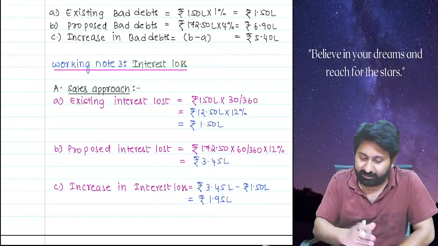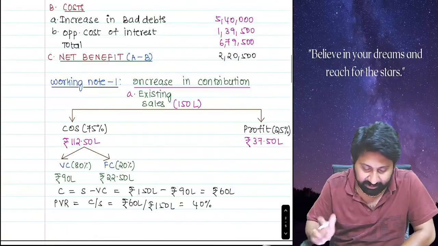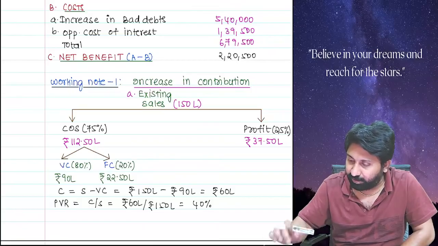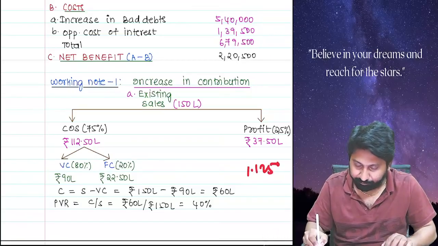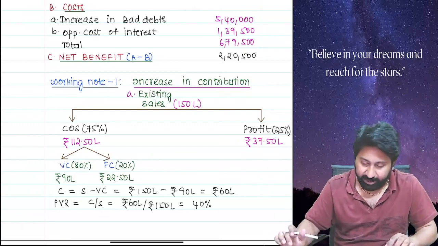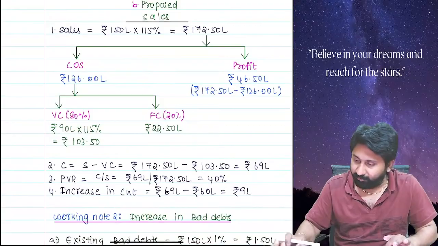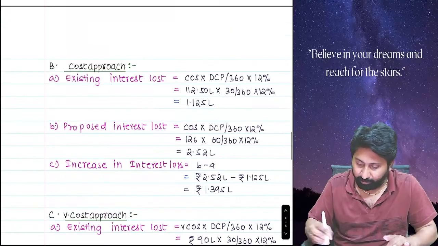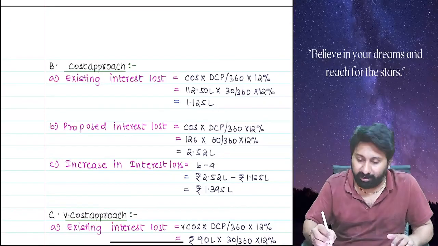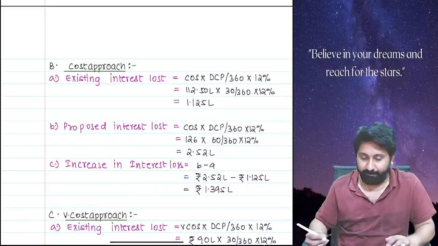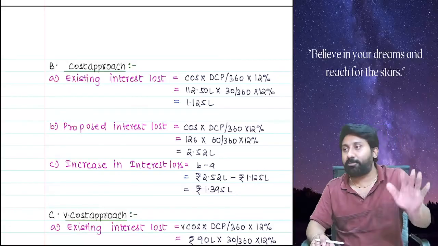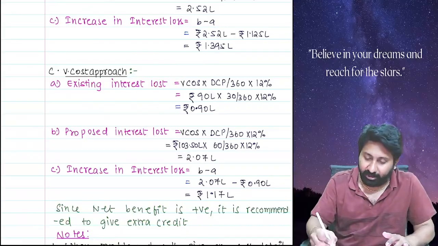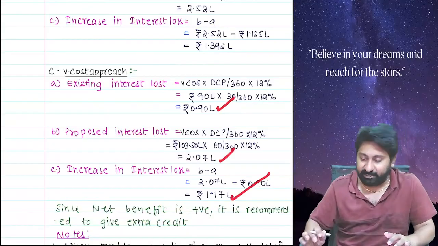So what is our cost of sales? In the first situation, our cost of sales is 112.5. Take calculator: 112.5 into 30 divided by 360 into 12%, 1.125 previously. Now increase it to 126 into 60 divided by 360 into 12%, 2.52. See here, 1.125 and 2.52. What is the increase in this cost? 1.395. Variable cost approach means only variable cost should be considered, not 112.5 and 126 but 90 lakh and 103.5. You take and calculate: 0.9 lakhs and 2.7, increase 1.17 lakhs.